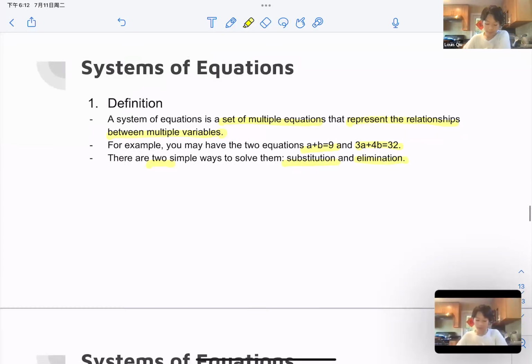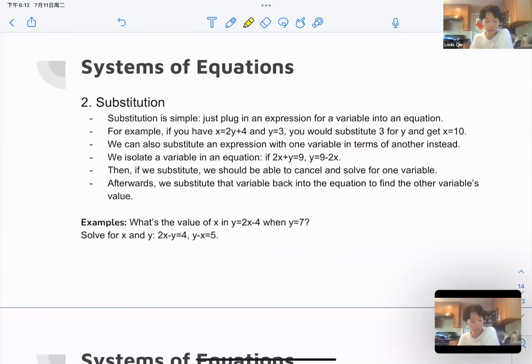So substitution is simple. You can just plug in an expression for a variable into an equation. For example, if you have these two, we can substitute 3 for y to get x equals 10. We can also substitute an expression with one variable in terms of the other instead. So we can isolate the variable in an equation.